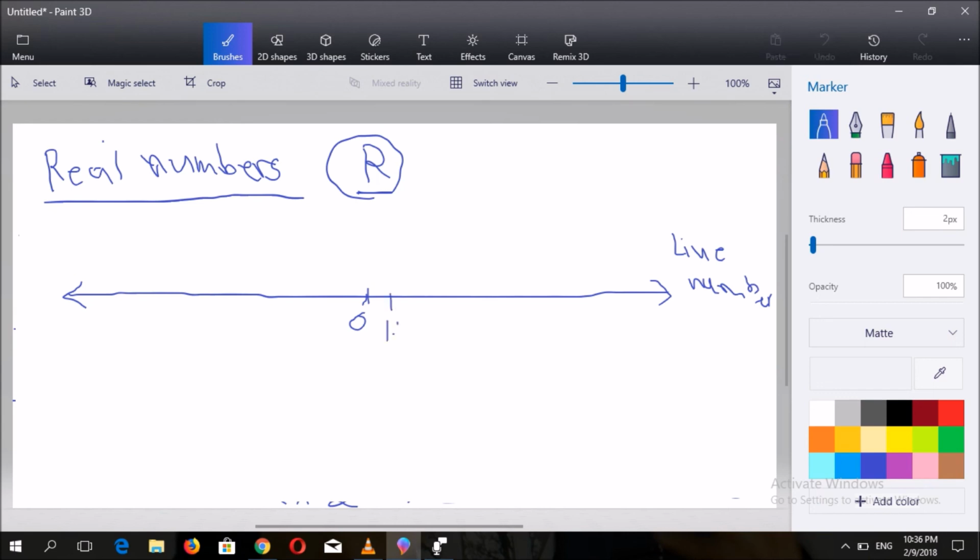What are the real numbers? The real numbers are the whole set of numbers. So let's say that we would like to represent the whole set of real numbers in the form of a line. Suppose that we have this line. This line is called the number line, sorry about the writing. This is a graphical method that is used to represent the whole set of real numbers.